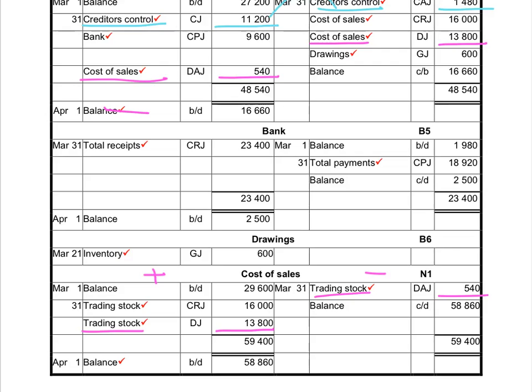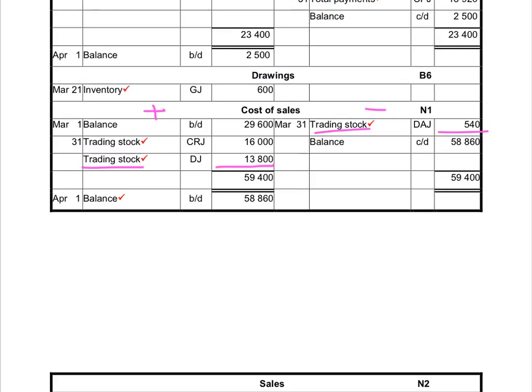In the bank account, you can either show that sundry accounts or total receipts. That means that this amount is recorded in different accounts on the credit side. The total amount deposited into the bank was 23,400. The cost of sales account will be debited with the cost price of the goods sold for cash, and trading stock will be credited with the 16,000.